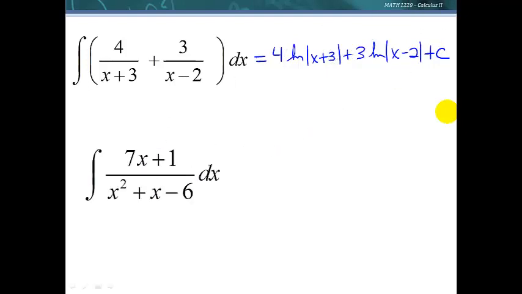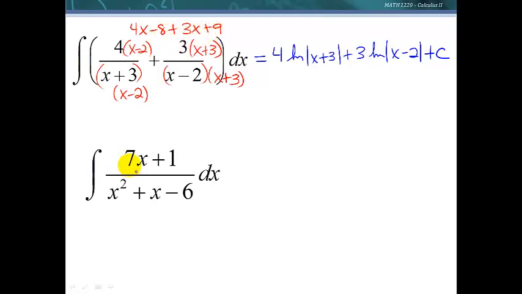What if, however, a rational function looked like this? How would we go about integrating this? Well, first of all, let's go back up here and combine these under one denominator. This one would need an x minus 2, and this one would need an x plus 3. The denominator, if we multiplied this out, would be x squared plus x minus 6, and the numerator would be 4x minus 8 plus 3x plus 9. Combining like terms, that would be 7x plus 1. So this is just another way to express this integrand.